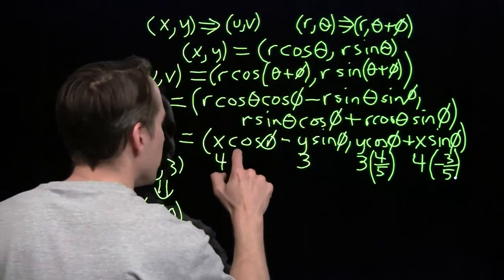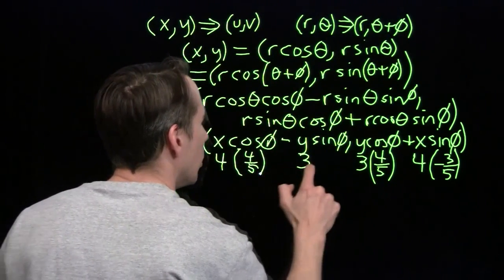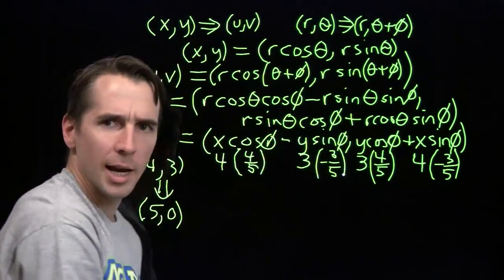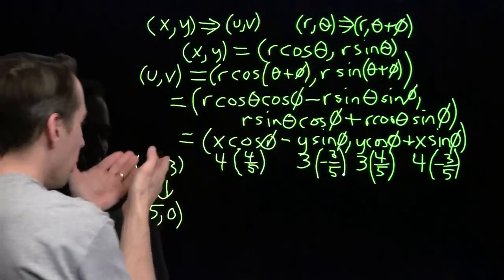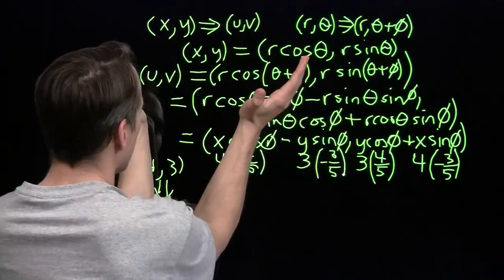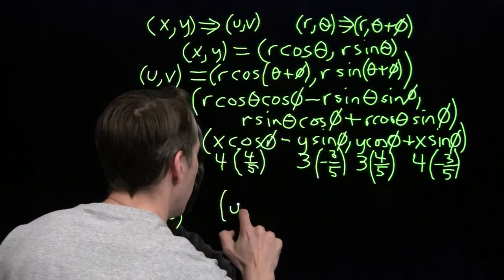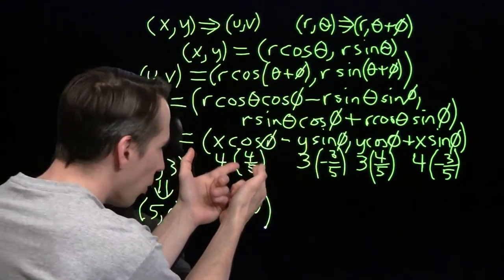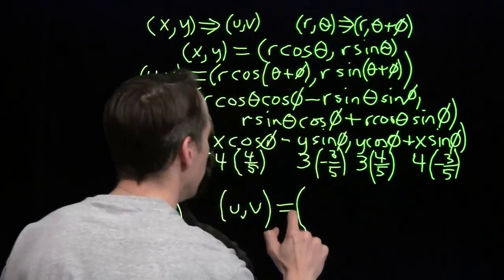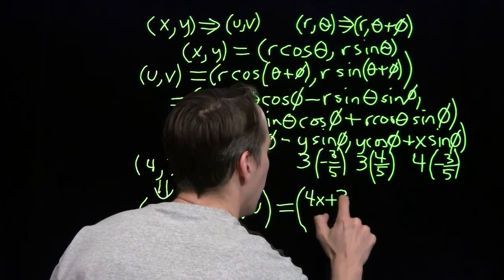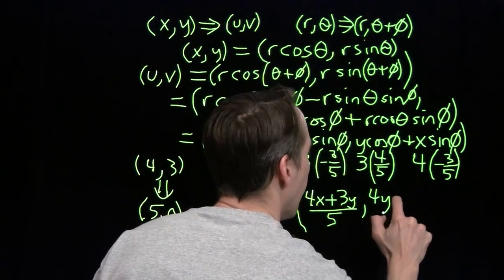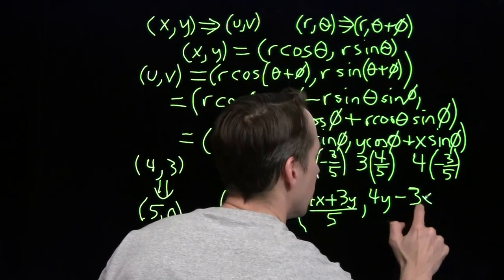That goes to 0. What happens over here? We stick in 4/5. We stick in negative 3/5. And sure enough, we get 16 over 5 plus 9 over 5. That's 25 over 5. That is 5. We've gone from 4, 3 to 5, 0. We have our rotation. We can get from this parabola to this parabola. And that rotation we can describe with this transformation right here. We have 4/5 for cosine phi, negative 3/5 for sine phi. So we get uv from 4x plus 3y over 5, and then over here we have 4y minus 3x over 5.